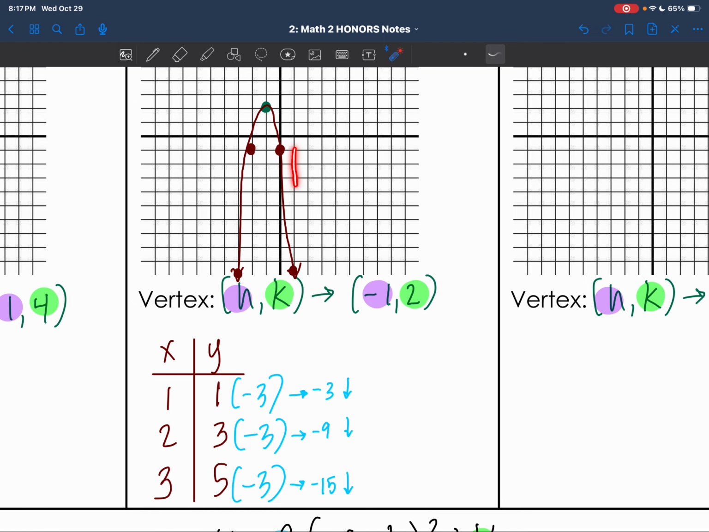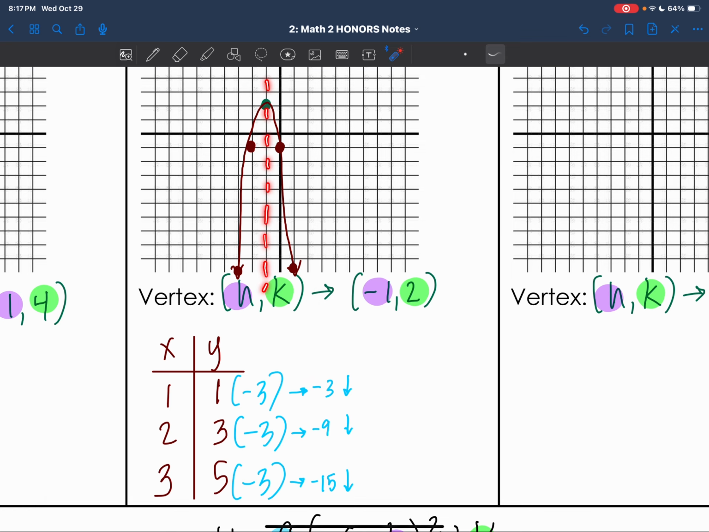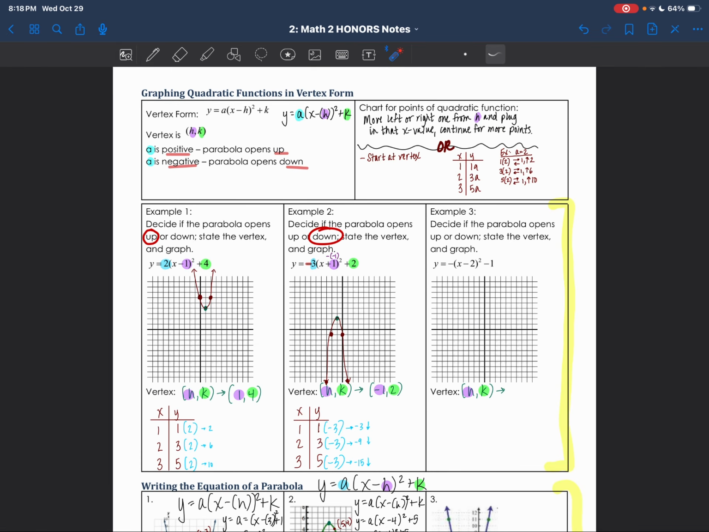Go 1, 2, 8, 9, and then plot your point. And then if we were to continue, we would go over 1 more and down 15. And then whatever we do here, since this is our axis of symmetry, we just reflect it to the other side. So if I went 1 this way, I've got to go 1 this way. Or over 1, down 3. Over 1, down 9. Over 1, down 15. All right, I want you to go ahead and try that one.